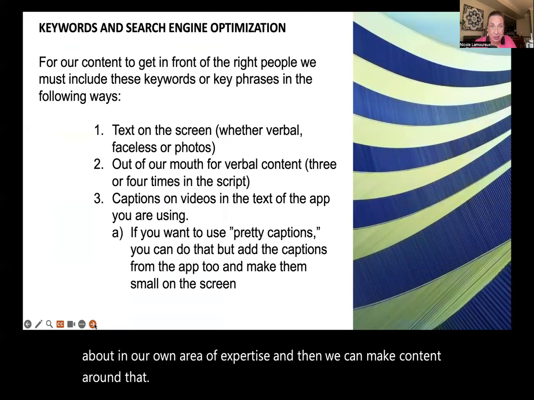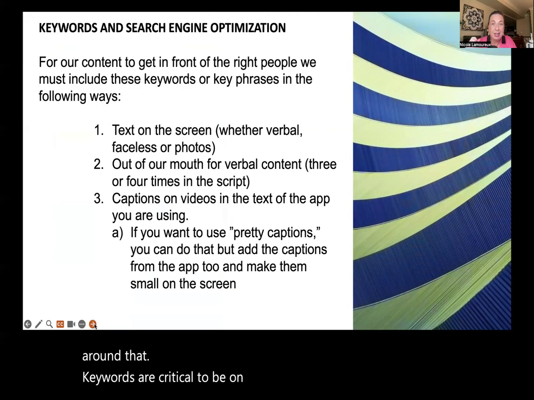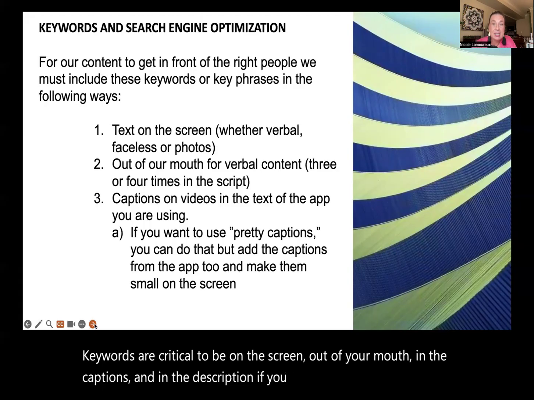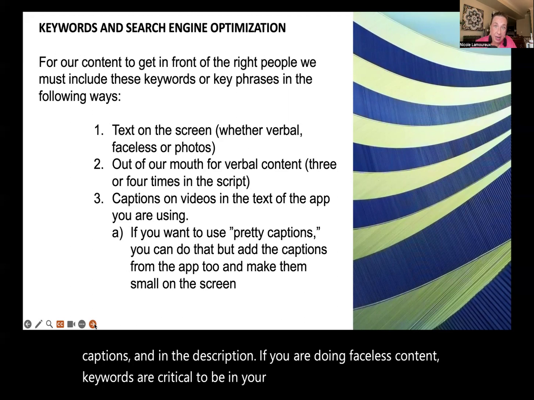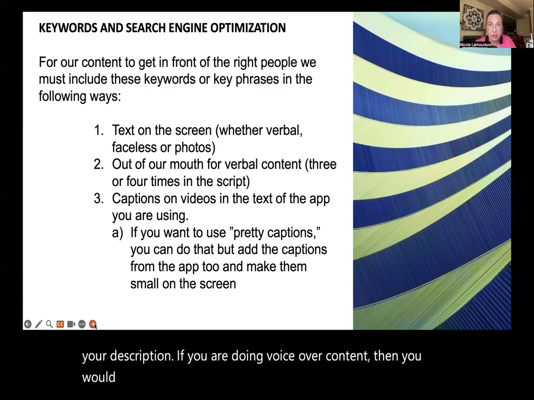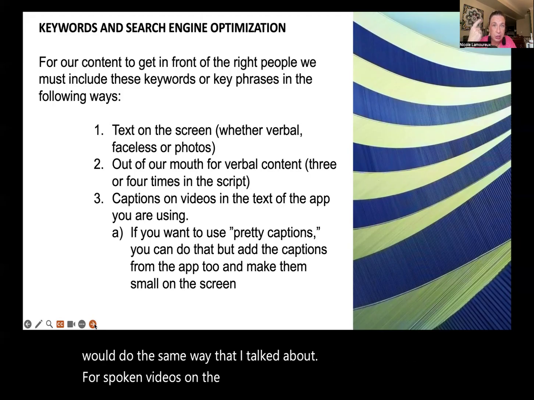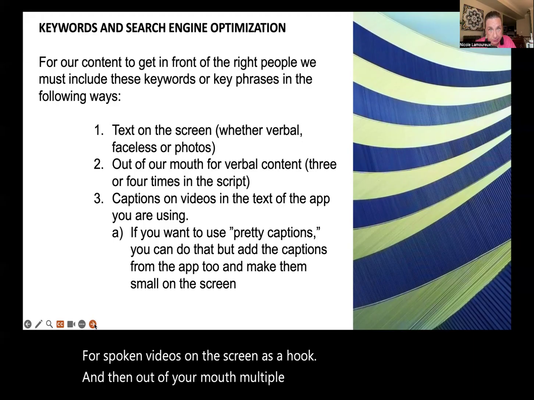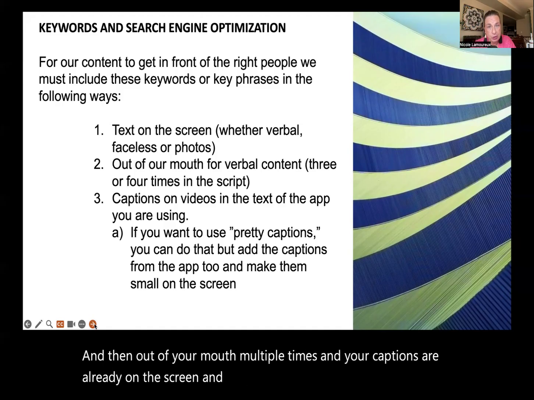Keywords are critical to be on the screen, out of your mouth, in the captions, and in the description. If you are doing faceless content, keywords are critical to be in your hook, in your text, and then in your description. If you are doing voiceover content, you would do the same as I talked about for spoken videos: on the screen as a hook, out of your mouth multiple times, your captions are already on the screen, and then in your description.